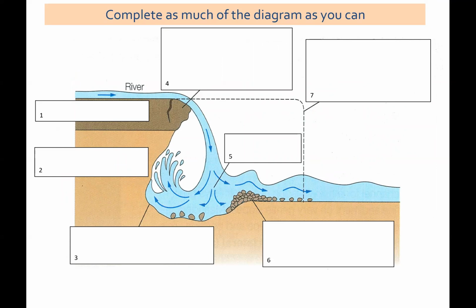So this is probably a little bit harder now. I don't want you to draw the diagram. What I would like you to do is write the numbers 1 to 7. And then for each number, I want you to write down what you think it is showing.